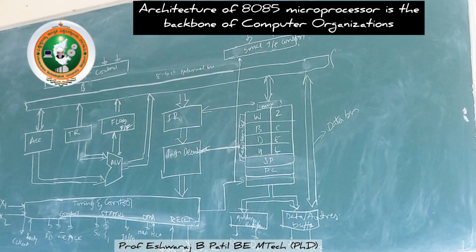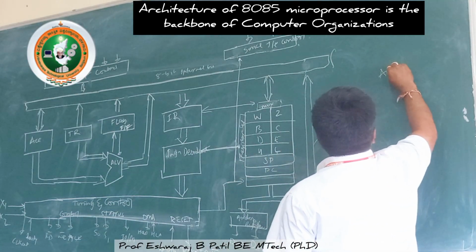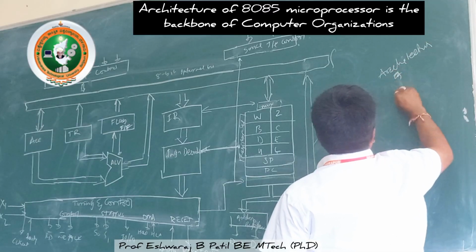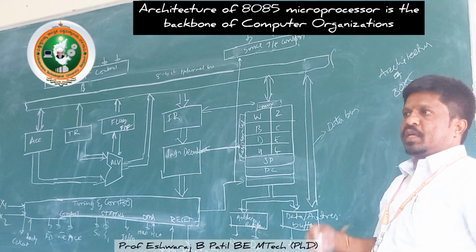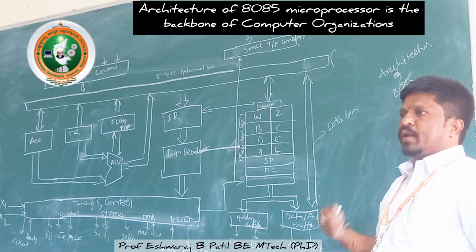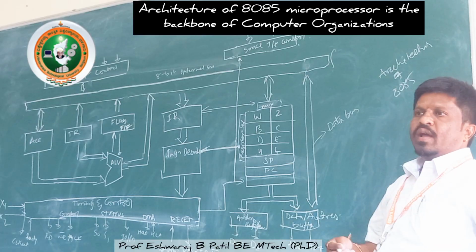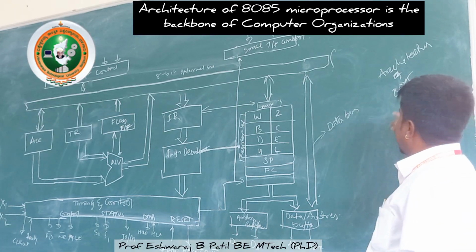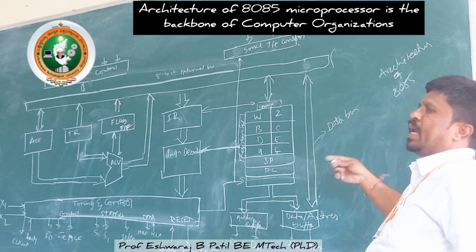Whatever I have shown you is the architecture of the 8085 microprocessor. Many microprocessors are there: 8085, 8086, Pentium, and also the i3, i5 and i7 processors. But the 8085 is one of the basic microprocessors. This is an 8-bit microprocessor.